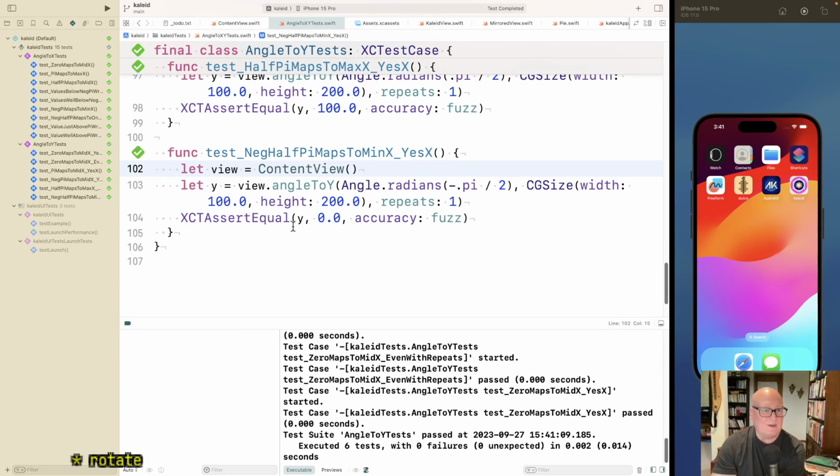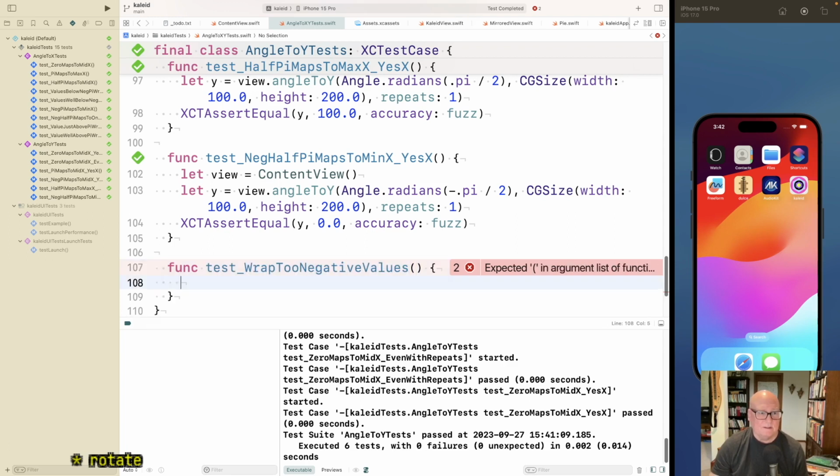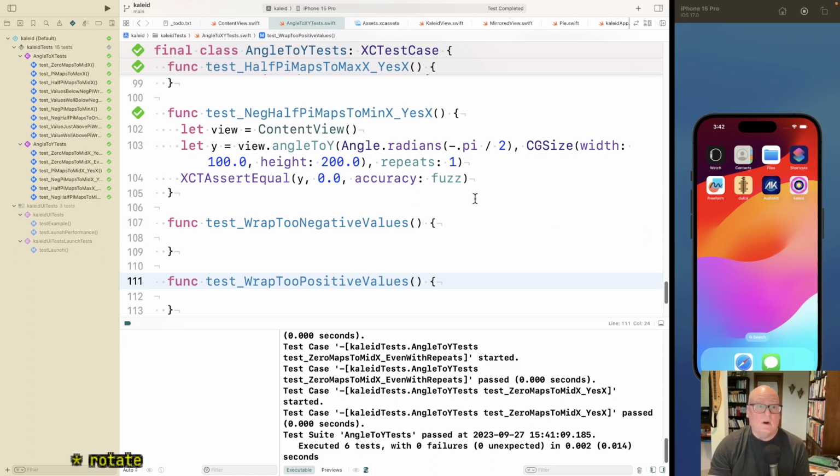Okay, let's stop here. I'll write the test name, which is test wrap to negative values and a corresponding positive. Okay. We will start there tomorrow.